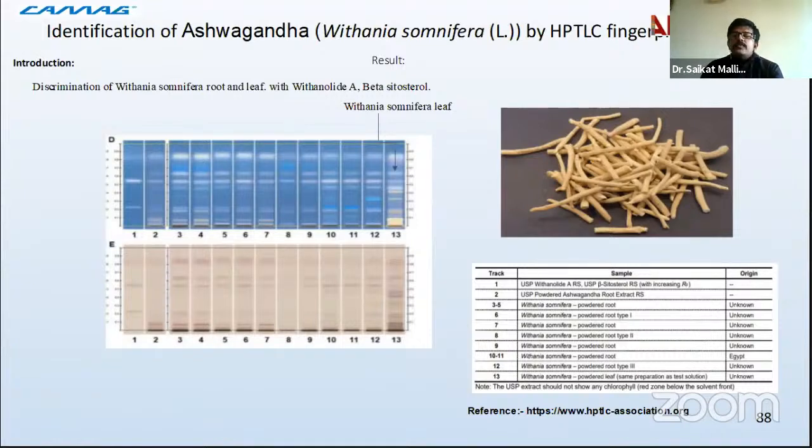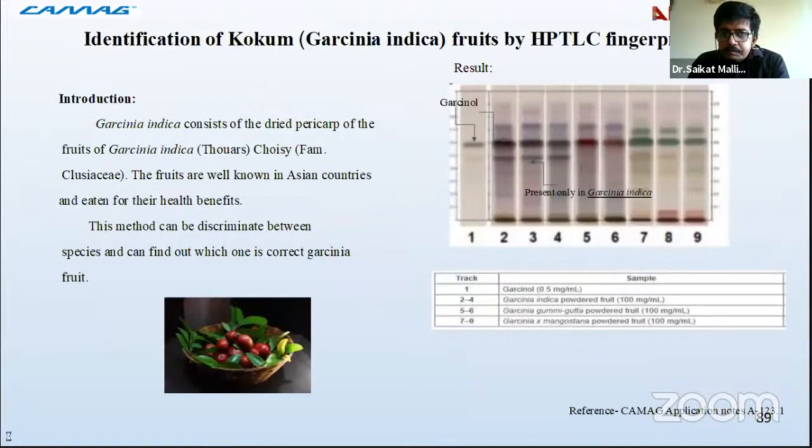Then you have ashwagandha, which we all know, Withania somnifera. From that, you can identify drugs and use them for the cure of different ailments. Again, first of all, you have to standardize the quality of the herb, and that is done with the help of this tool.